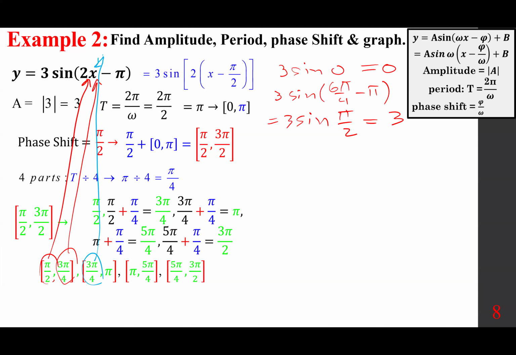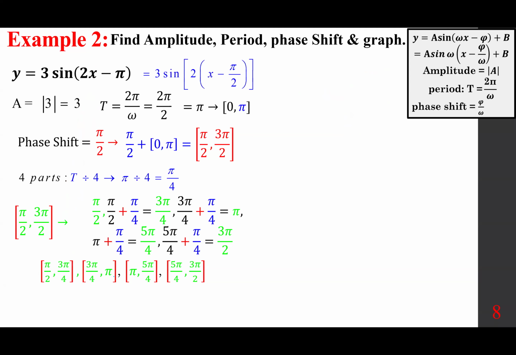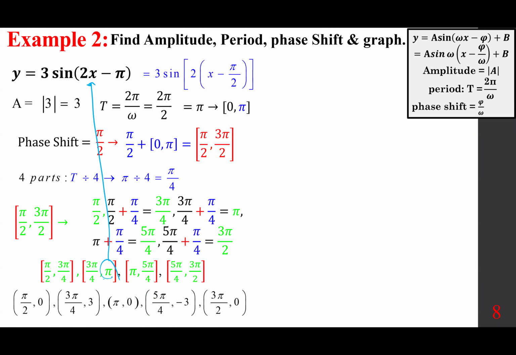You can put 3 pi over 4 times 2, you get 3 pi over 2. I just did that. The one I didn't do is pi. So plug in pi. 2 times pi is 2 pi. 2 pi minus pi is pi, sine of pi is 0. So pi gives you 0, and I'm assuming you can figure out the rest.